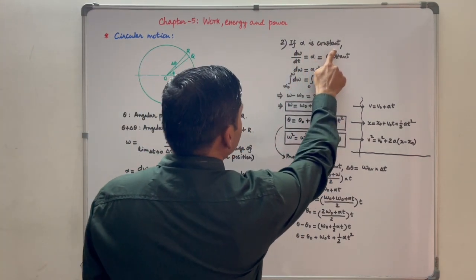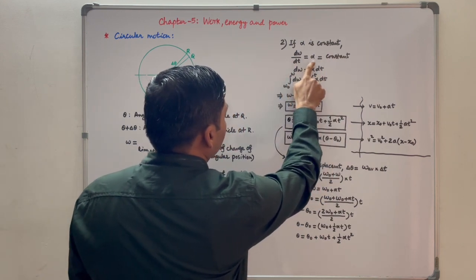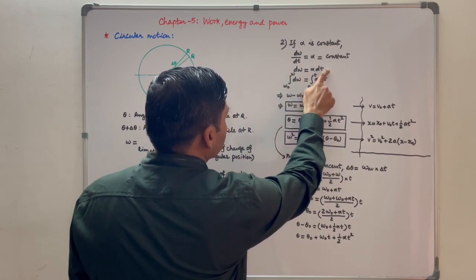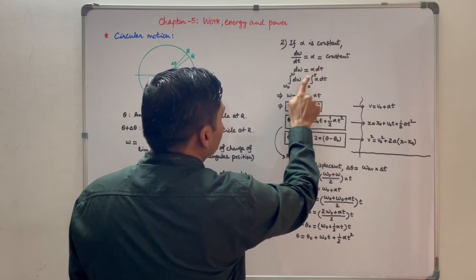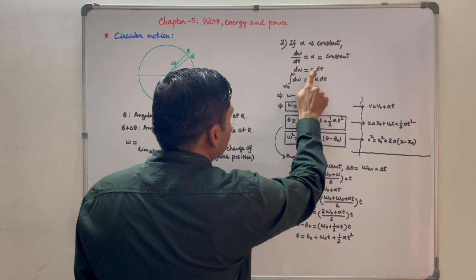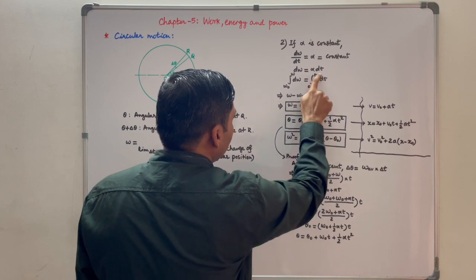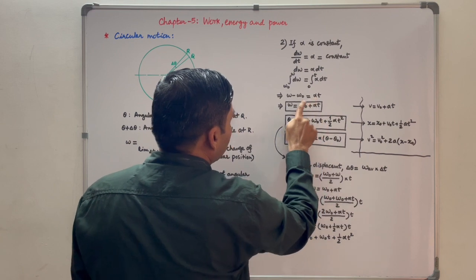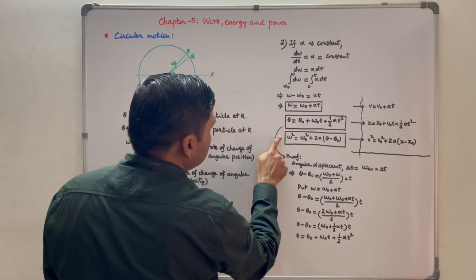If alpha is constant, that means d omega by dt is constant. D omega by dt is equal to alpha, or d omega is equal to alpha dt. Integrate both sides of the equation within limits. D omega from omega 0 to omega and dt from 0 to t. So left hand side will be omega minus omega 0. Since alpha is constant, so it can be taken out. So right hand side will be alpha into integration of dt from 0 to t, and that will be alpha t. So omega minus omega 0 is equal to alpha t, or omega is equal to omega 0 plus alpha t. Similarly, we can find these two equations.